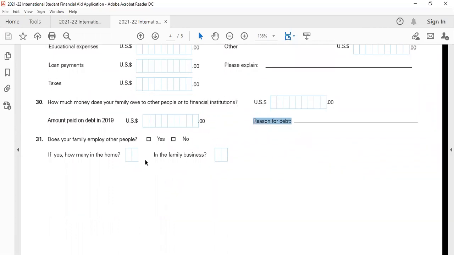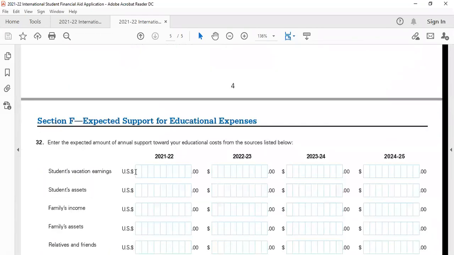Question number 31 asks if your family employs any other people. Maybe they might have employees working in their firm, or you might have servants at your home. So if yes, then how many of them are at home, and how many of them are in the family business that your family owns?